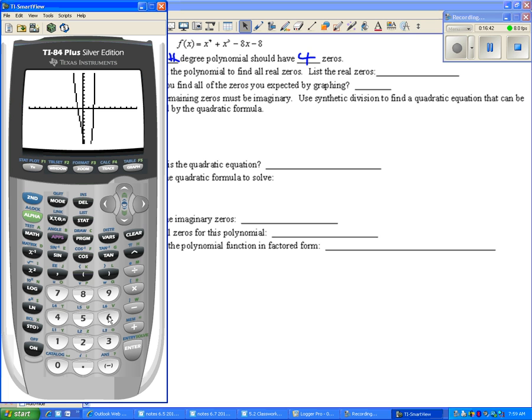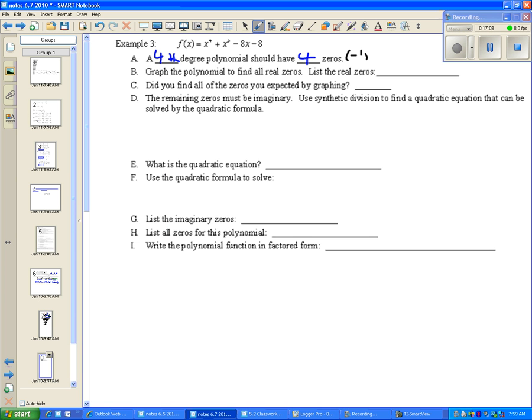So I need to find these 2 intersection points. I'm going to hit second trace to go to the calc. I still have under y equals that 0, and personally I like to do intersection, so I'm going to hit number 5 for intersection. First curve, second curve, guess. I'm going to come to this point and hit enter. And that gives me the intersection of -1, 0. So I have the point -1, 0.